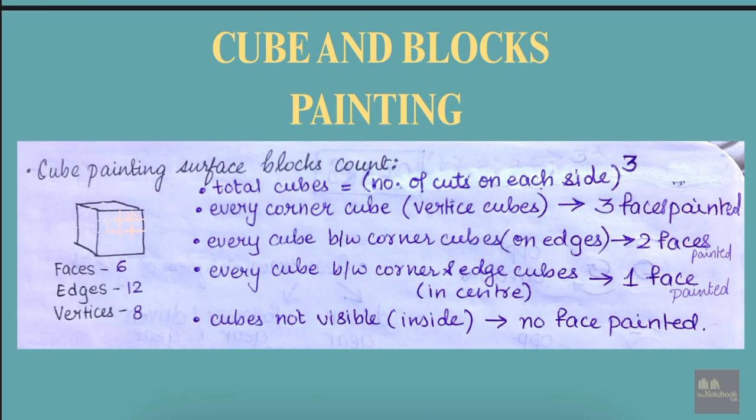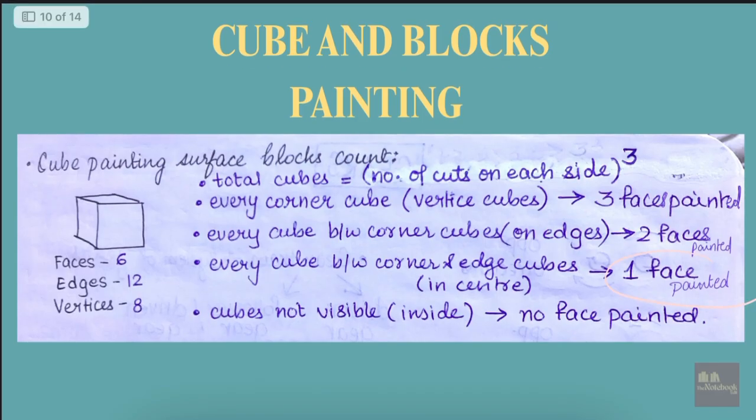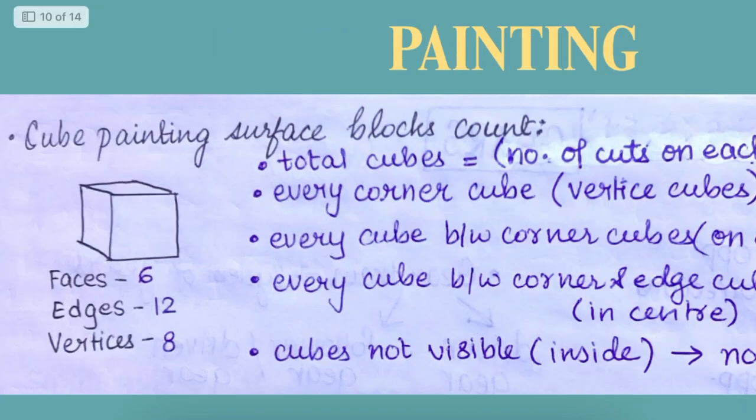Now, every corner cube or vertex cube will have 3 faces painted. Every cube between the corner cubes, the edge cubes, will have 2 faces painted. Every cube at the center of a face will have 1 face painted, and the cubes which are not visible, inside, will have no face painted. Okay, so let's show it to you over here.